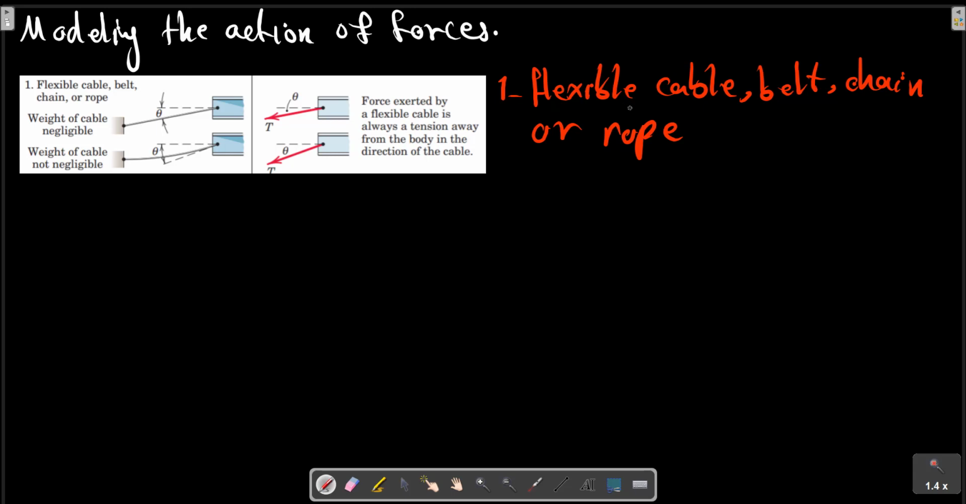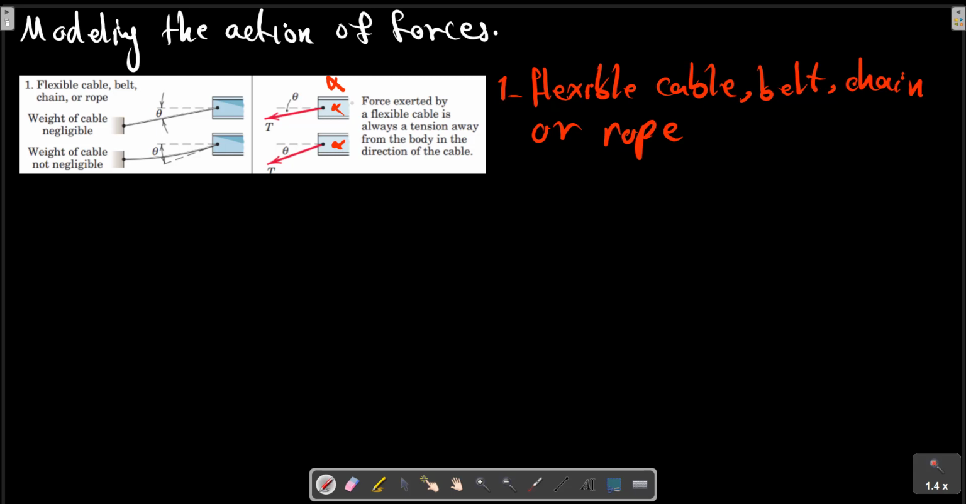This example depicts the action of a flexible cable, belt, rope, or chain on the body to which it is attached. Because of its flexibility, a rope or a cable is unable to offer any resistance to bending, shear, or compression, and therefore exerts only a tension force in the direction tangent to the cable at its point of attachment, as shown in this picture here. The force exerted by the cable on the body to which it is attached is always away from the body, also shown here and here.